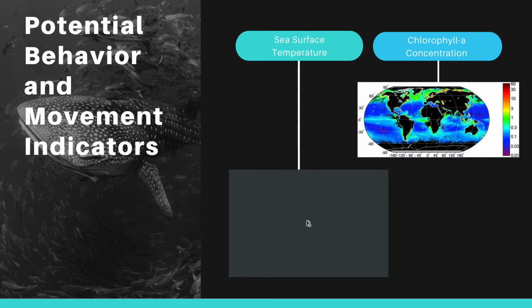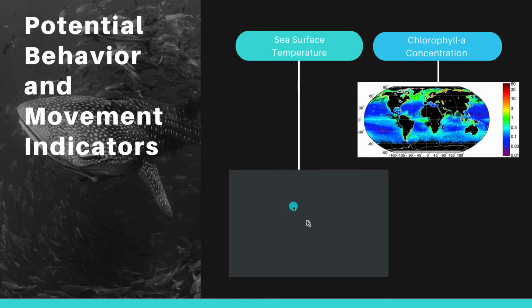So if there's a lot of plankton in an area, there's a lot of marine life in an area, there's a lot of nutrients in an area. So that's an indicator that high levels of chlorophyll A would be a place that a whale shark would likely be, or other large marine life would likely be.